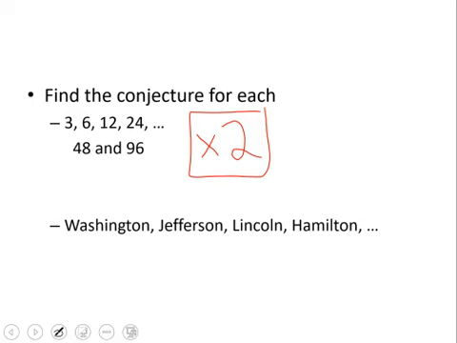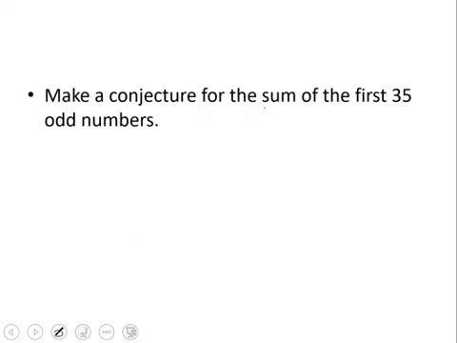The second one, Washington, Jefferson, Lincoln, Hamilton. The next two would be Jackson and Grant. The reason is because you're going by the faces on U.S. currency. Washington's on the 1, Jefferson's on the 2, Lincoln's on the 5, Hamilton's on the 10, and then on the 20 is Jackson, and Grant's on the 50. The next one after that would be Franklin. So the conjecture is: what is the next currency up, and who's on that?